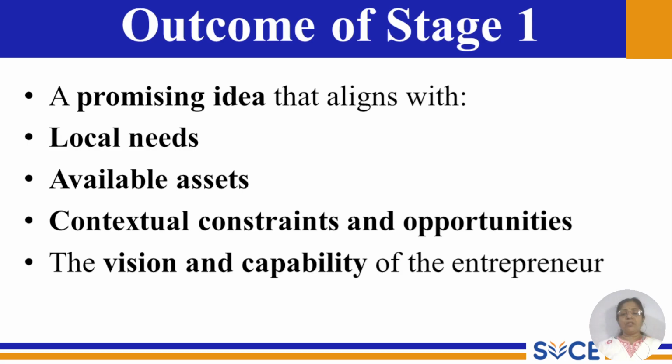Yes, then what is the outcome of stage one? Now we discuss stage one. So we are going to generate a promising idea, but that idea should align with the local needs. It should understand the needs of the local people. And they should assess the strengths and weaknesses of the available assets, and they should also have awareness about the culture, the environment in which they are going to operate, and what opportunities are available, and the vision and capability of the entrepreneur. So the entrepreneur's vision, what he really wants to achieve, and what his capability is. So this is the outcome of stage 1.